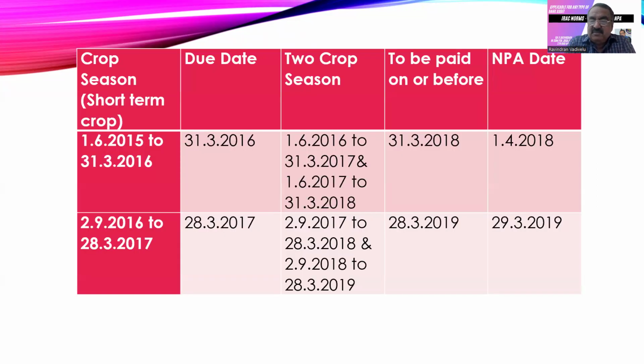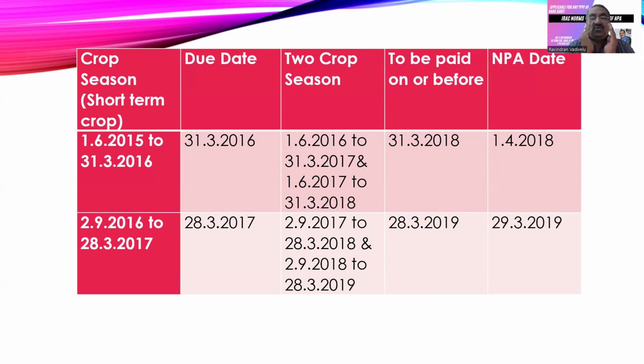With reference to short-term crop, where can we find it? Please go and refer to the sanction letter. Everything is there in the sanction letter. In the sanction letter, they mention the crop season period and the due date. So now go to this exercise. First exercise, I'm going very slowly because so many people are confused about the classification of agricultural advances. 1/6/15 to 31/3/16 is clearly mentioned in the sanction letter, and the due date for the loan is 31/3/16.